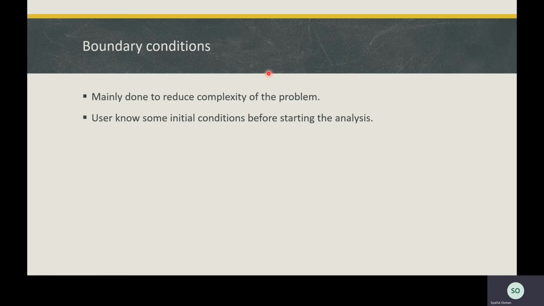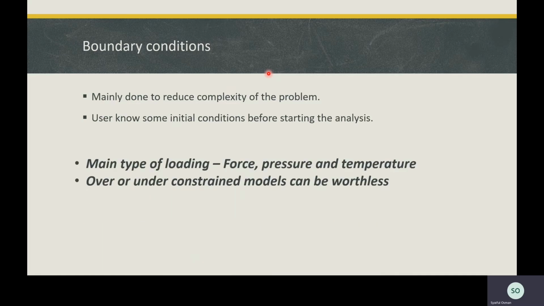The main types of loading available in finite element analysis include force, pressure, and temperature. These can be applied to surfaces, edges, nodes, and elements, or remotely offset from a feature. The way that the model is constrained can significantly affect the result and requires special consideration. Over or under constrained models can give values of stress that are so inaccurate that we can say they are worthless to the engineer.